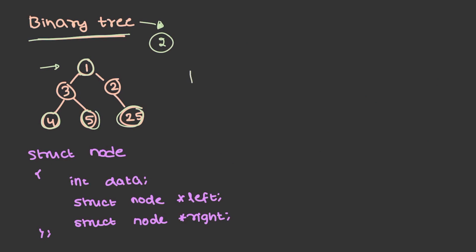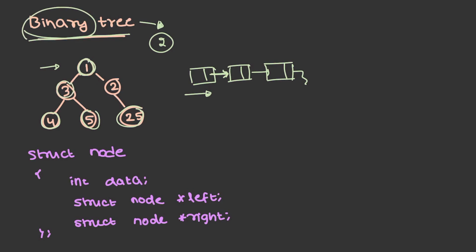If we just observe, in the case of a linked list, we can traverse only in one direction and each node is connected to only one node. But in the case of a binary tree, each node is connected to 1 or 2 nodes. So, this node is represented in the left side of the tree and this node is represented in the right side. That is why I can define a node structure.